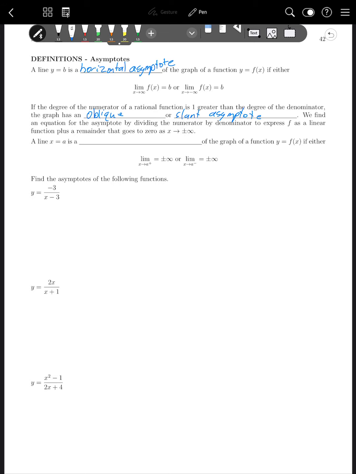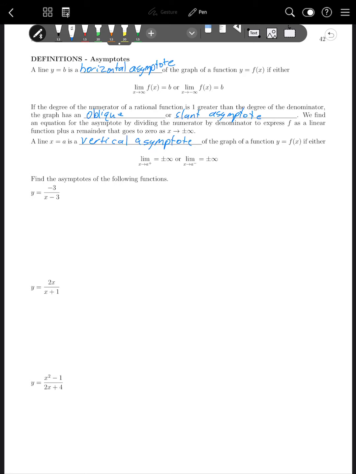We find an equation for the asymptote by dividing the numerator by the denominator to express f as a linear function plus a remainder that goes to 0 as x approaches infinity. So we'll look at an example of what that means here in a second. And a line x equals a is a vertical asymptote of the graph of a function y equals f of x if either of the following two things happen.